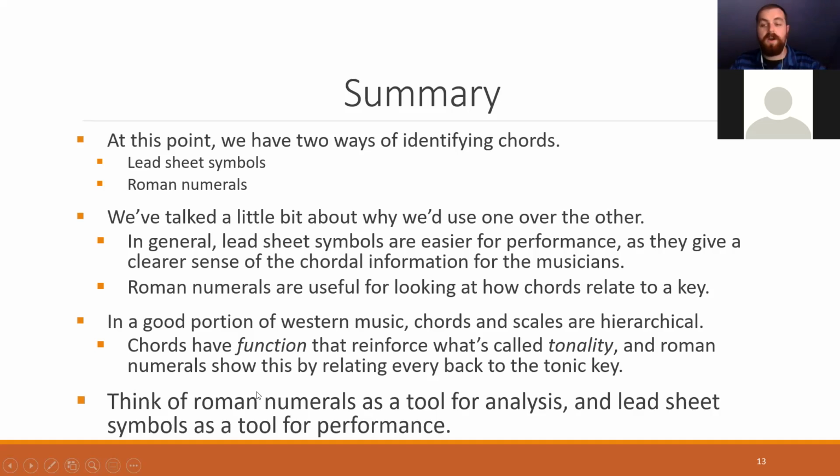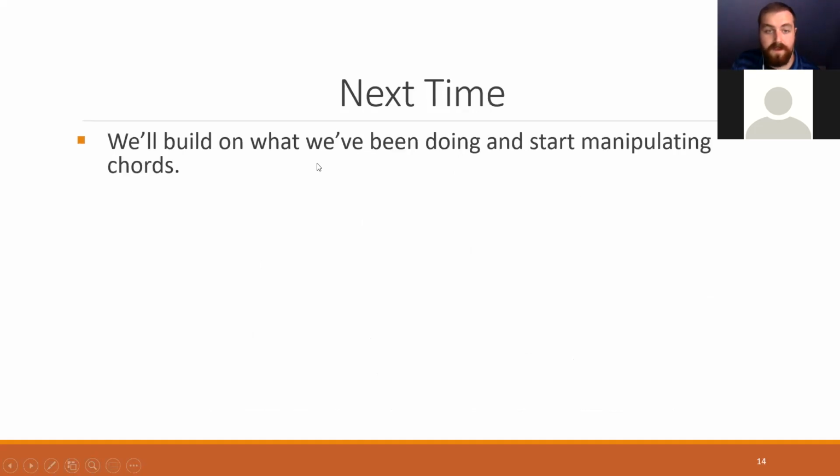So for our purposes, we can think of Roman numerals as a tool of analysis, of looking at how chords relate in a key, and lead sheet symbols as a tool for performance, an easier way that performers can just read the chords and play the chords. Both systems are useful, and we can use both systems simultaneously, because as we've seen today, lead sheet symbols can be kind of a step along the way to Roman numeral identification. So that's kind of why we have these two systems. Now that we're at the end, let's talk about next time.